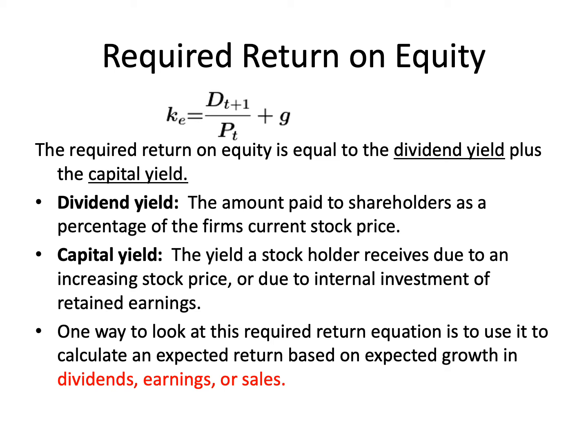Dividend yield is the amount paid to shareholders as a percentage of the firm's current stock price. Rather like a bond, there's the coupon yield, which is the yield paid, which of course is certain, divided by the bond price. The capital yield is the yield a stockholder receives due to an increase in the stock price in the future, or due to an internal investment of retained earnings, which allows the company to grow and dividends to grow. One way to look at this required return equation is to use it to calculate an expected return based on expected growth in dividends, earnings, or sales, for example.